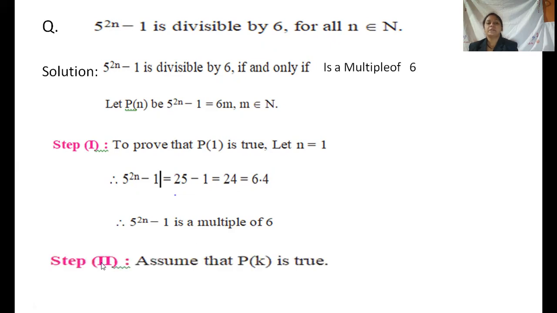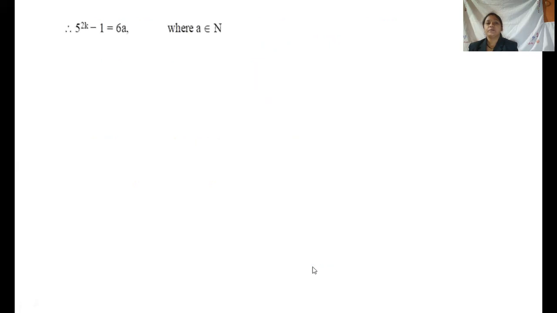Now step number two, assume that P of k is true. We assumed the term of P of k. Therefore what do we get? 5 raised to 2k minus 1 is equal to 6a where a belongs to natural number. Therefore 5 raised to 2k is equal to 6a plus 1. Here we found out the value of 5 raised to 2k, and the value we got is 6a plus 1. We gave this equation number 1.